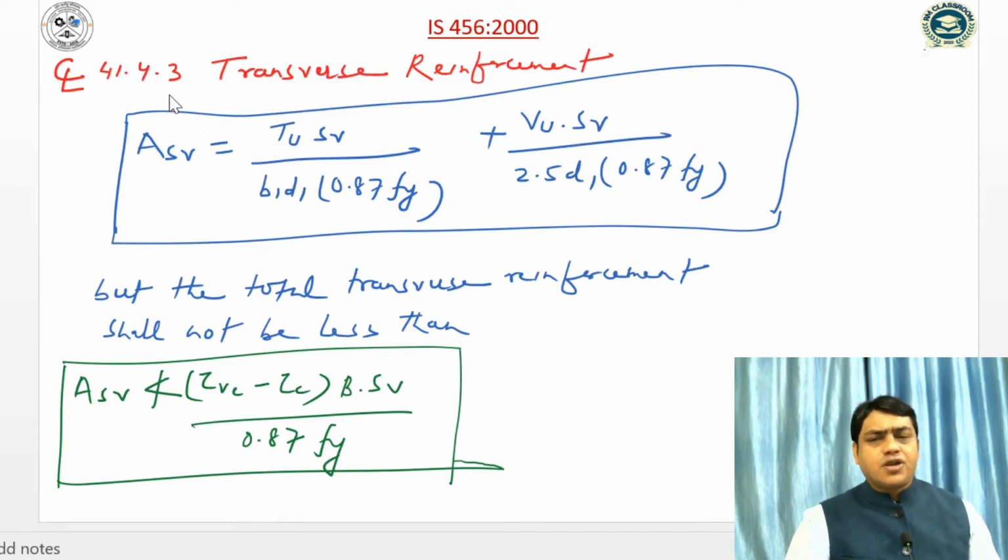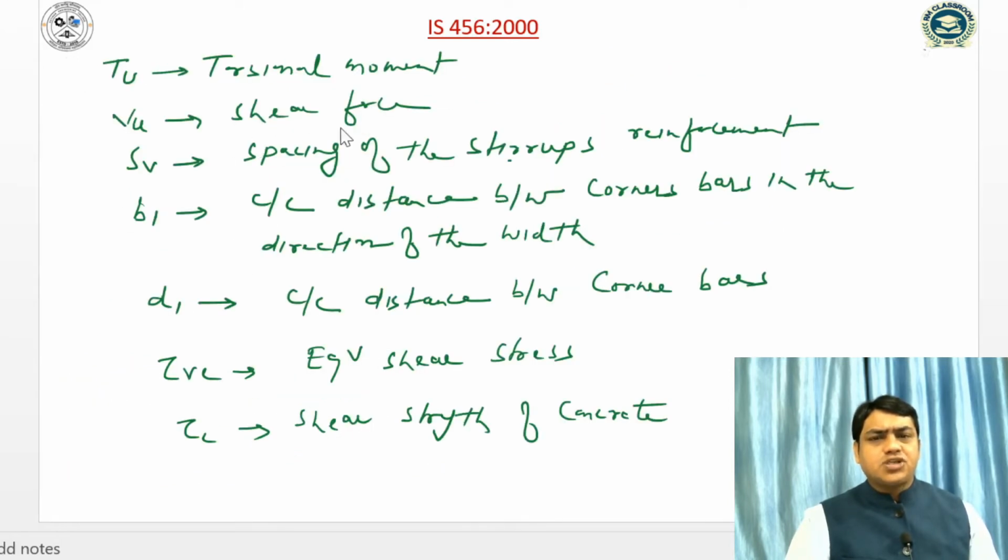Clause 14.1.4.3 says that Asv = Tu Sv / (b1 d1 0.87 fy) + Vu Sv / (2.5 d1 0.87 fy). But the total transverse reinforcement shall not be less than this value. Here Tu is the torsional moment, Vu is the shear force, and Sv is the spacing of the stirrup reinforcement. b1 is the center to center distance between corner bars in the direction of width, and d1 is the center to center distance between the corner bars in the direction of depth.